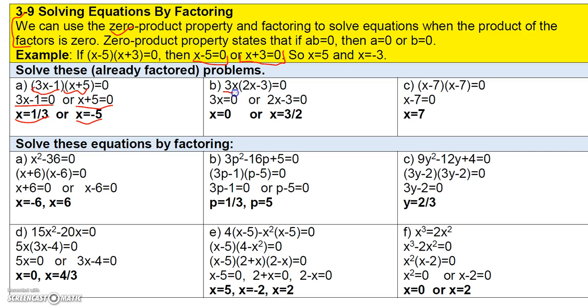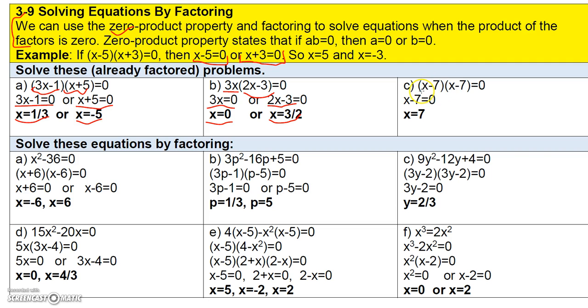Okay, here's another one. The two factors are 3x and 2x minus 3. And since their product is equal to 0, then I know either 3x must equal 0 or 2x minus 3 must equal 0. Now, if you divide both sides by 3 here, you'll get x equals 0. And if you add 3 to both sides here, you'll get 2x equal 3, then divide by 2, you'll get x equal 3/2. So notice these have two answers. There's two results for these.